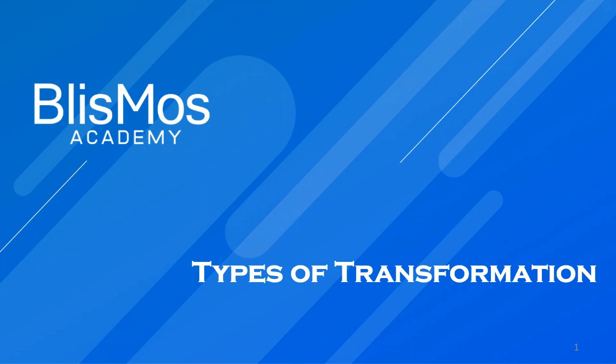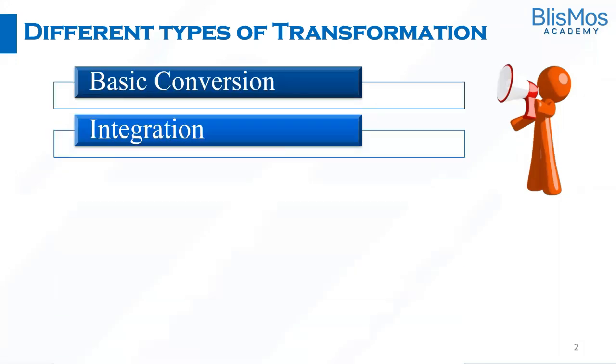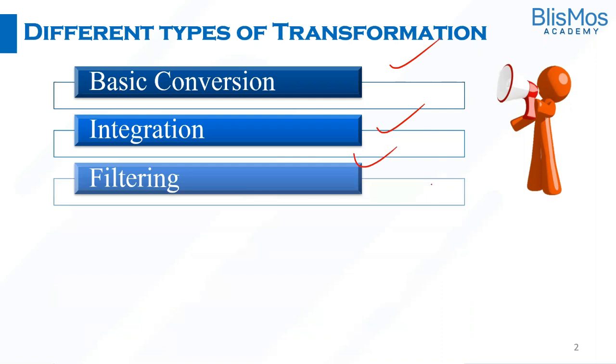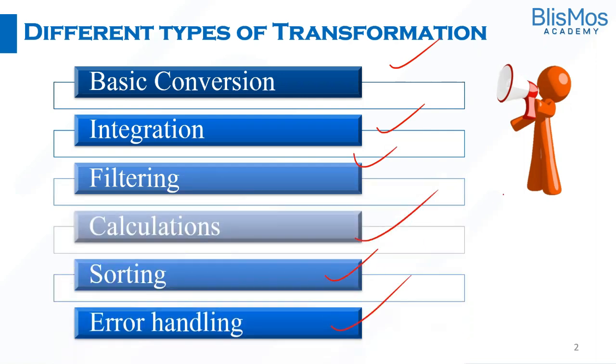We have understood what is transformation as a part of the previous video. Let us understand different types of transformation as a part of this video. We understood there are different types of transformation like basic conversion, integration, filtering, calculations, sorting, and error handling. These are the most important types of transformation which can be done in ETL, but there may be other types as well. But we are focusing only on these important types of transformation.